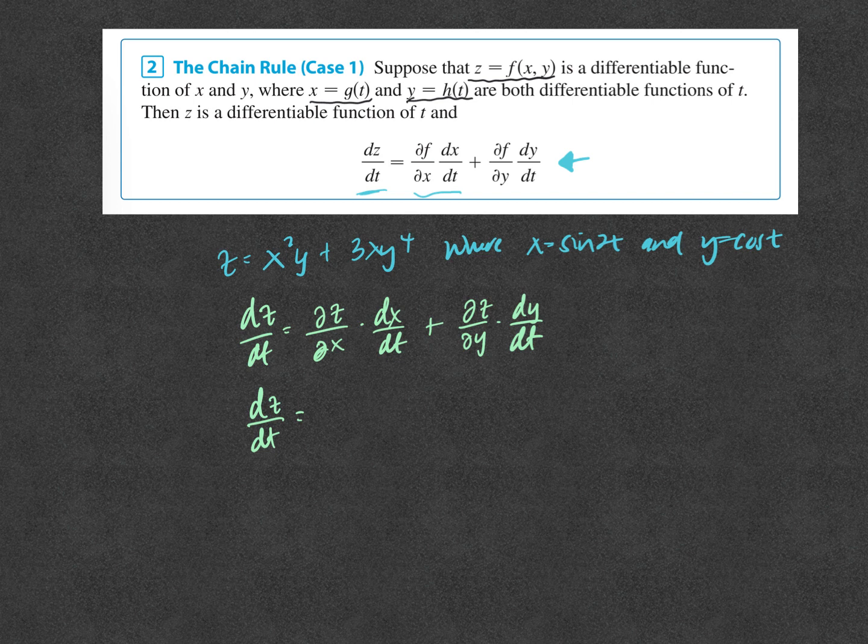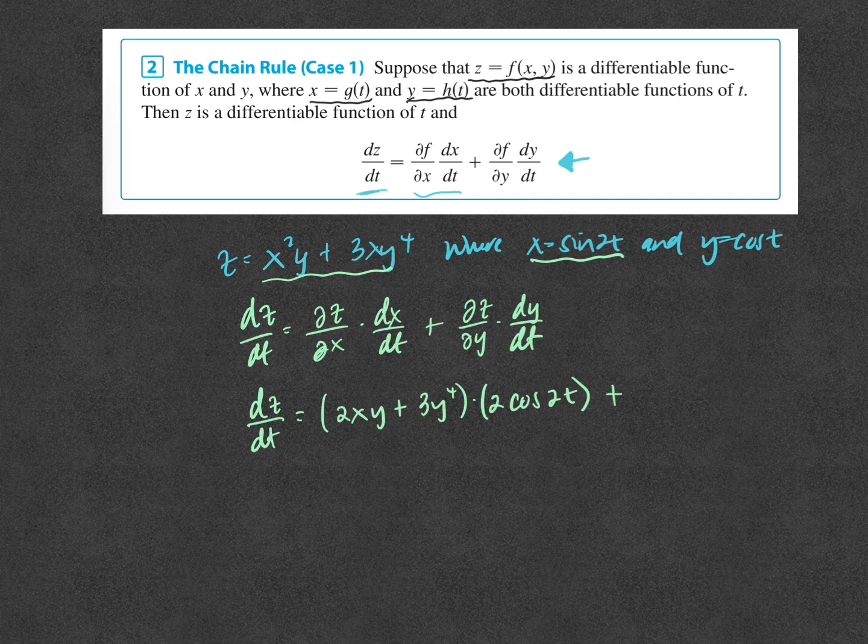Okay, so we're going to take the derivative of z with respect to t to be equal to. So we're going to take the derivative of all of this with respect to x. So that would be, I'm going to put parentheses, 2xy plus the derivative of 3x is just 3y to the fourth, times the derivative of x with respect to t. The derivative of sine of something is cosine of the same thing, and the derivative of 2t is 2. So that handles that part.